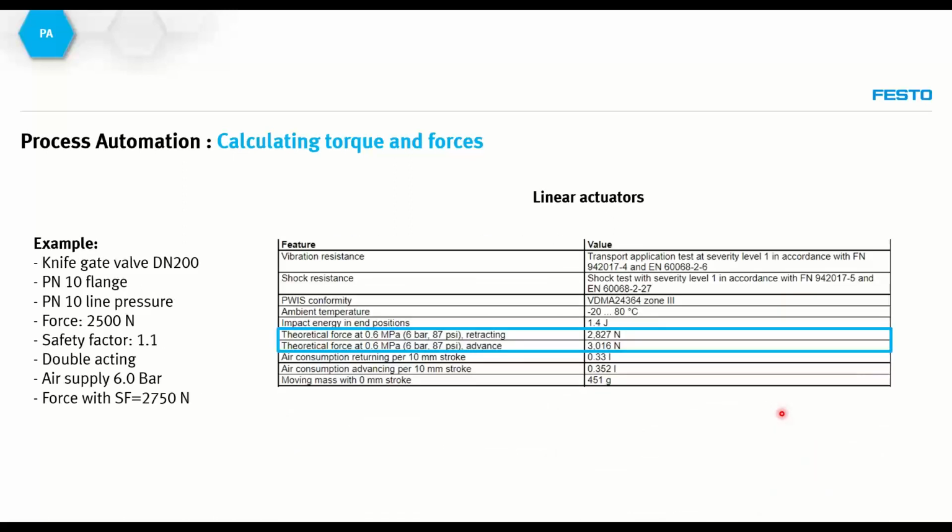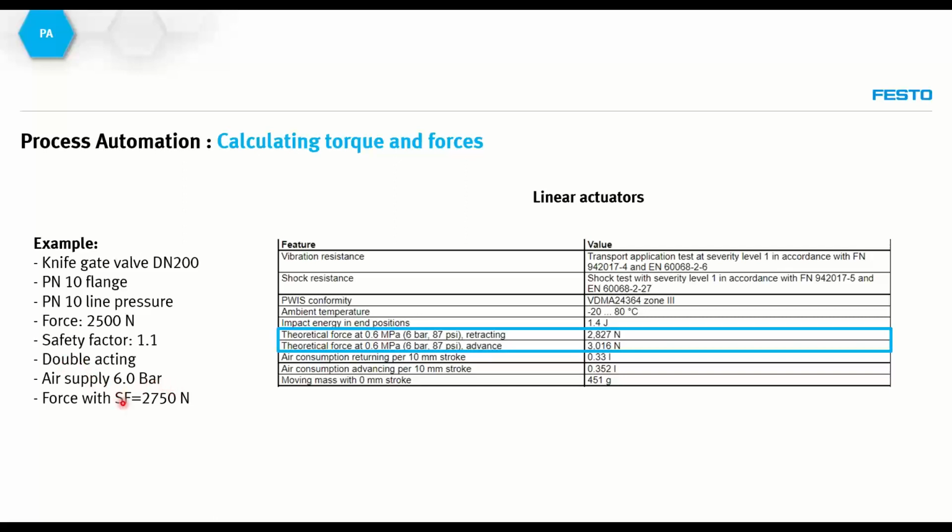Last is the knife gate valve. Here we are selecting a DN200 knife gate valve with a line pressure of 10 bar. The force requirement from the valve manufacturer is 2,500 Newton. Also, the safety factor recommended by the valve manufacturer is 1.1. So we are also looking for a double acting actuator with an operating pressure of 6 bar.